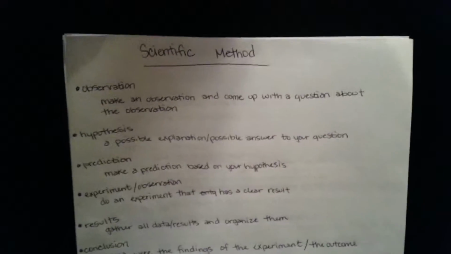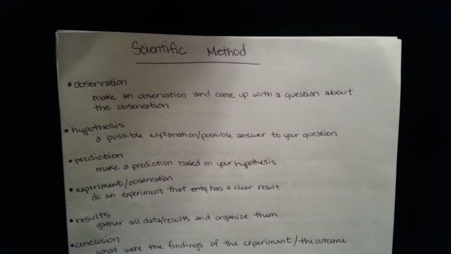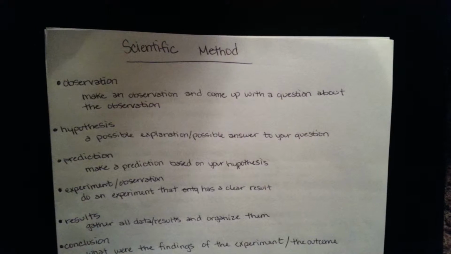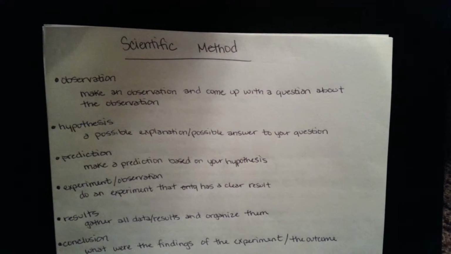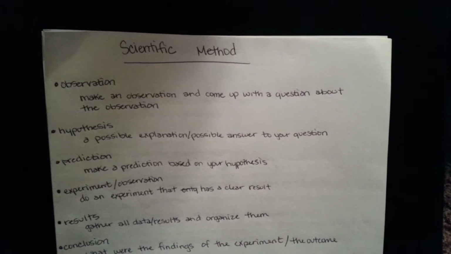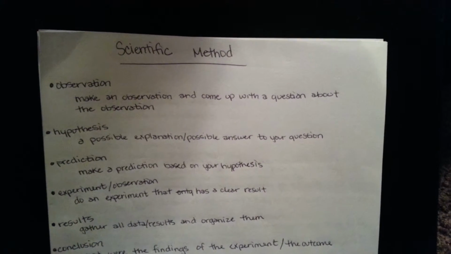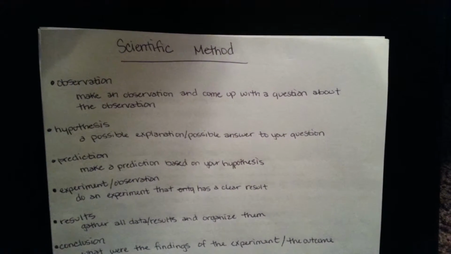And then we also have the scientific method. You start with an observation, make an observation and come up with a question about the observation. Then you do your hypothesis, a possible explanation or a possible answer to your question. And then you make a prediction based on your hypothesis. And then you'll have your experiment or your observation, and you try and come up with one that would have a clear result.